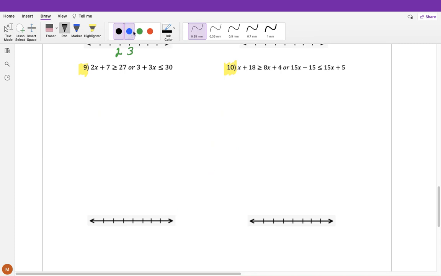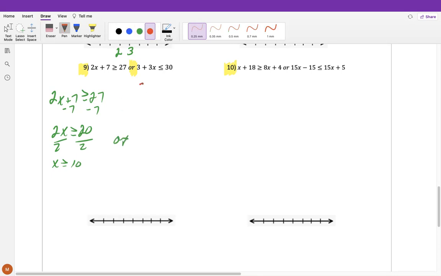All right, so now let's go ahead and move on to number 9. Same thing, highlight what it is. It's an or statement. So we're just graphing this: no overlap, that's our answer; overlap, special. So let's do 2x plus 7 is greater than or equal to 27. So we subtract the 7. So 2x is greater than or equal to 20. Divide by 2. x is now greater than or equal to 10.